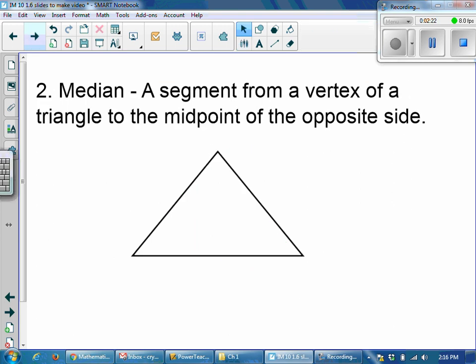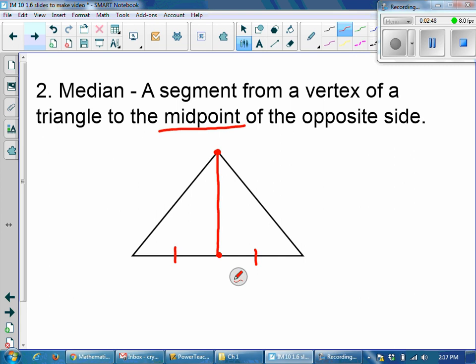The second type of segment we want to talk about is a median. A median also starts at a vertex, but instead of crossing at a 90-degree angle, it's going to cross the other side of the triangle at its midpoint. Remember, the midpoint is the halfway point. So a median might start here and go to here, and that will have to make those 2 sides congruent.